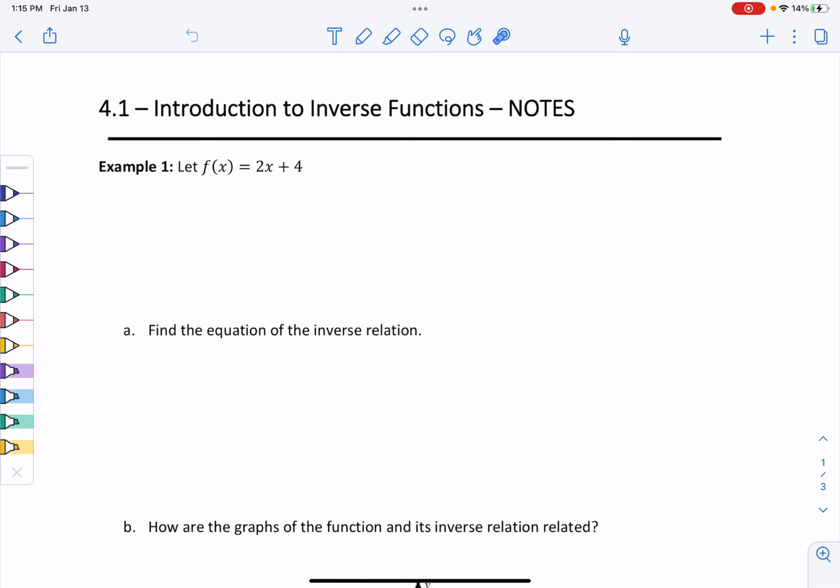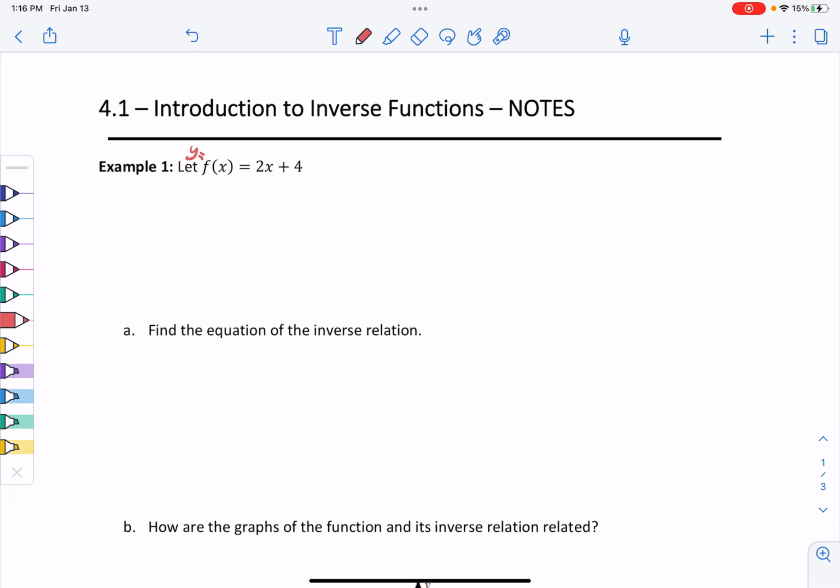This is a linear function. If I plug in numbers for x, I get out numbers for y. f of x is equal to y. So I've got y equals some sort of function in terms of x.